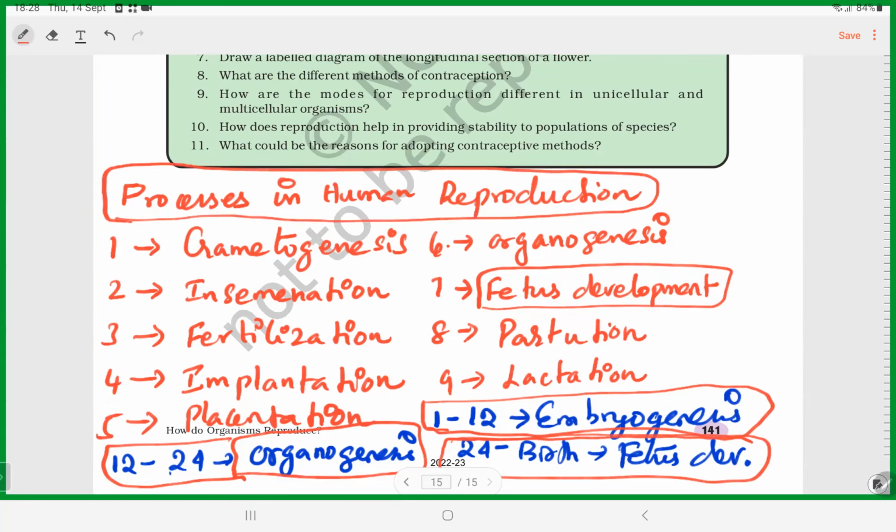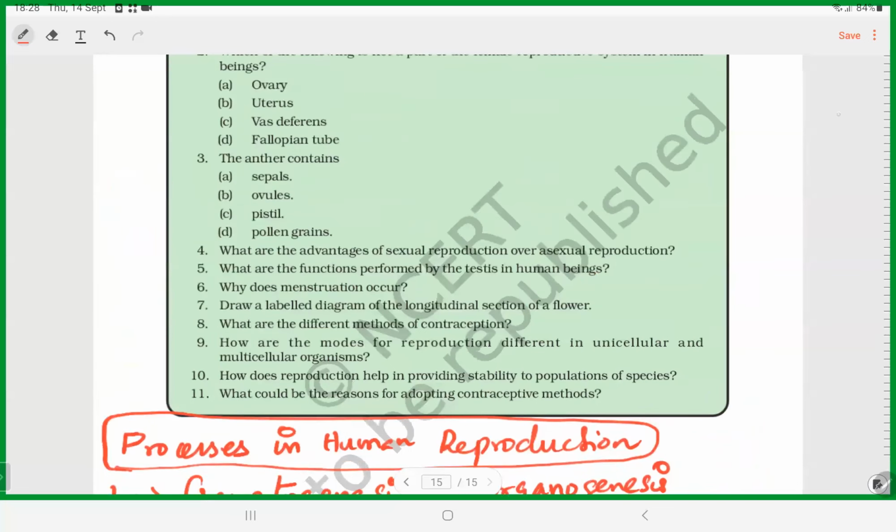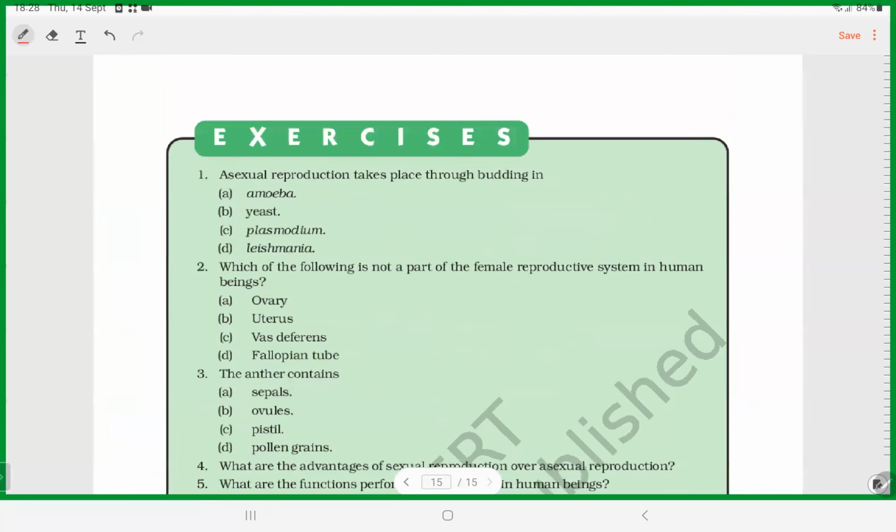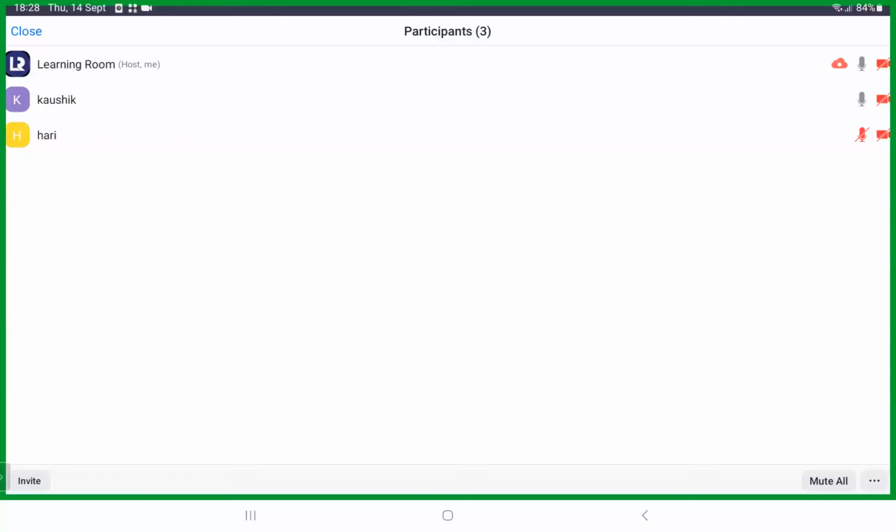Only reproductive health is remaining, that we will discuss in the next class. That's a very simple portion. I think you can study it, but still, we can revise it for 5 to 10 minutes. After that, we can go to the heredity chapter revision. Any doubt? Hari, Kaushik, any doubt? No, sir.